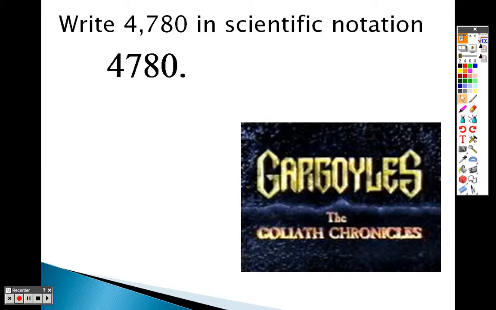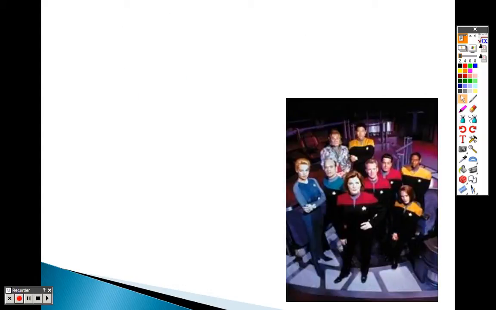4,780 in scientific notation. I move it 1, 2, 3 spots to the left. Since I'm moving it to the left, it's positive. So it's a positive 3. And 4.78 is in between 1 and 10. So that's how I know that I moved it to the right spot, and it's also in between the first and the second digit.